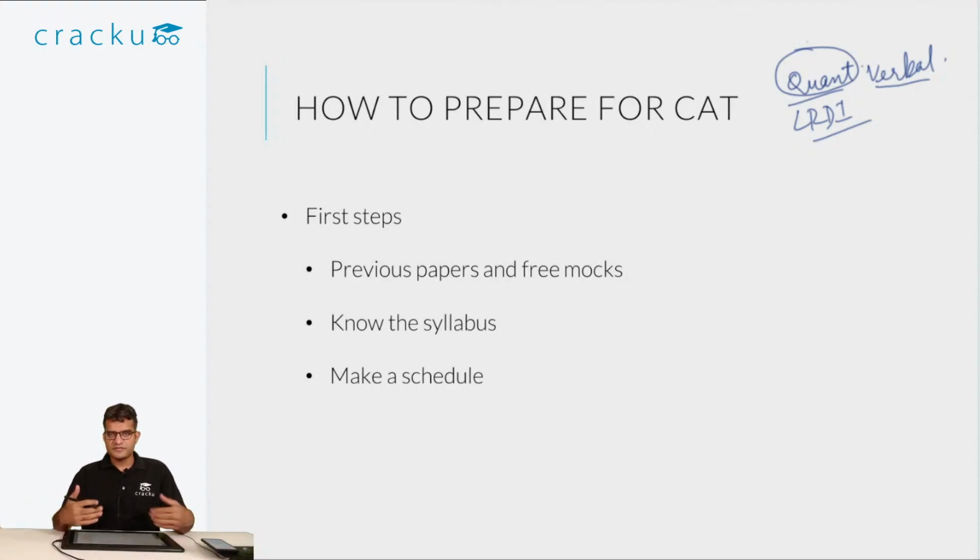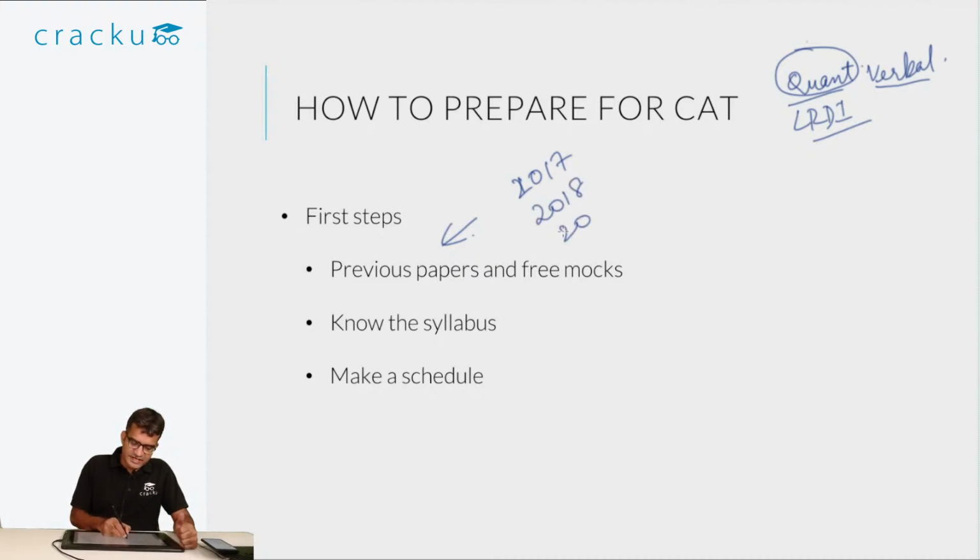So one of the things that people should do, this is especially true for students who are freshers or who have not taken CAT before or probably have taken CAT only once. These are the kind of students who are still new to the whole pattern of the examination. The first thing I would ask you to do is definitely go through the previous papers. The previous papers for CAT 2017, 2018, 2019, 2020 and 2021.